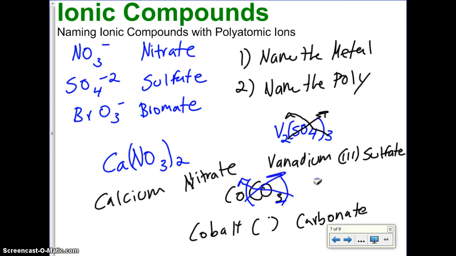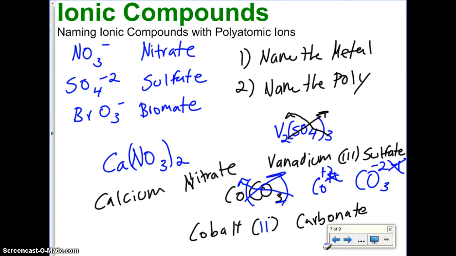So that means you have Co +1 and CO3 -1. However, if you look on a polyatomic ion list, carbonate should be -2, which means cobalt should be +2, which means your Roman numeral here is 2. So cobalt 2 carbonate.